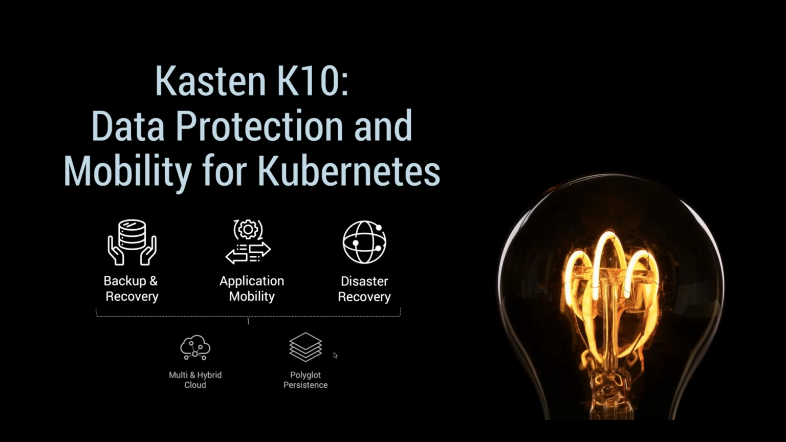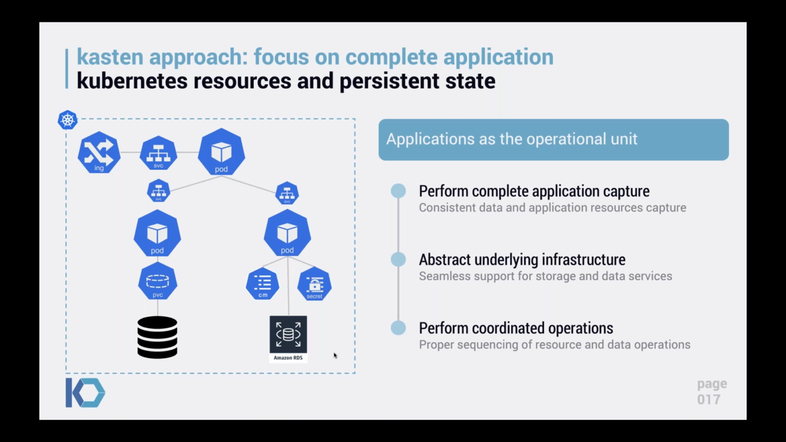And in particular, we focus on both multi and hybrid cloud use cases that show up very often, as well as polyglot persistence. That is, when you have multiple data services in the same app, how do you handle those in a consistent manner? And we'll go through some of that also. How we do this is we treat applications as the operational unit there. So performing full app capture, so not just the stuff that sits on disk, but also all the other components that make up your app. We can abstract away underlying infrastructure. So if you want to make this portable, that's an option.